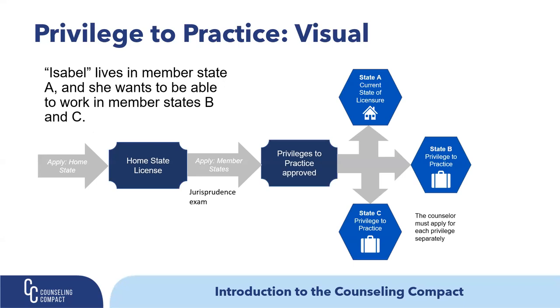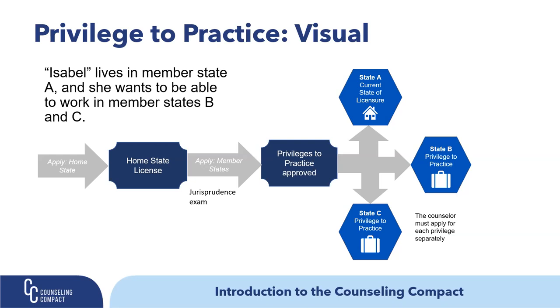We also wanted to provide a visual look at what it means if an LPC wanted to apply for privilege to practice. First, you would start with applying for your home state license. That process does not change with a state's participation in the compact. Having met all the requirements, your home state will issue that license. If at that point you wish to seek a privilege to practice to provide services in another compact member state, you would apply through the commission, making sure that you meet all those requirements. For example, if a jurisprudence exam may be required in another state, you may have to take that as a condition for receiving that privilege to practice.